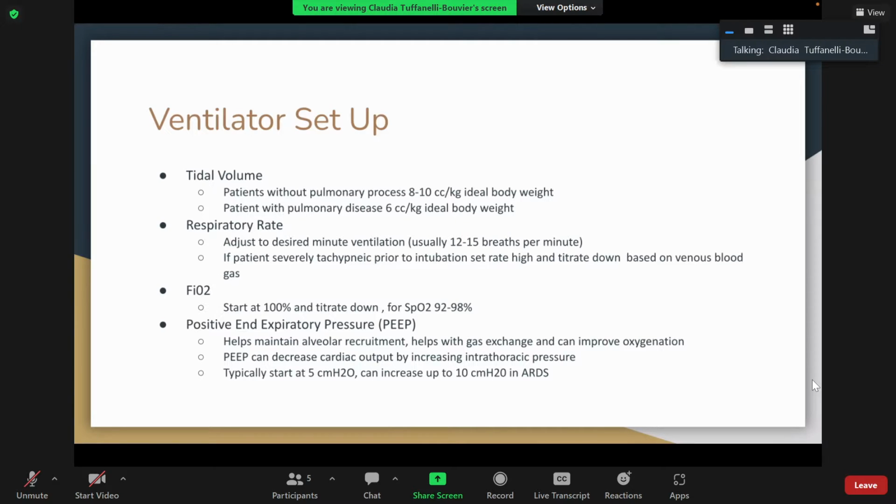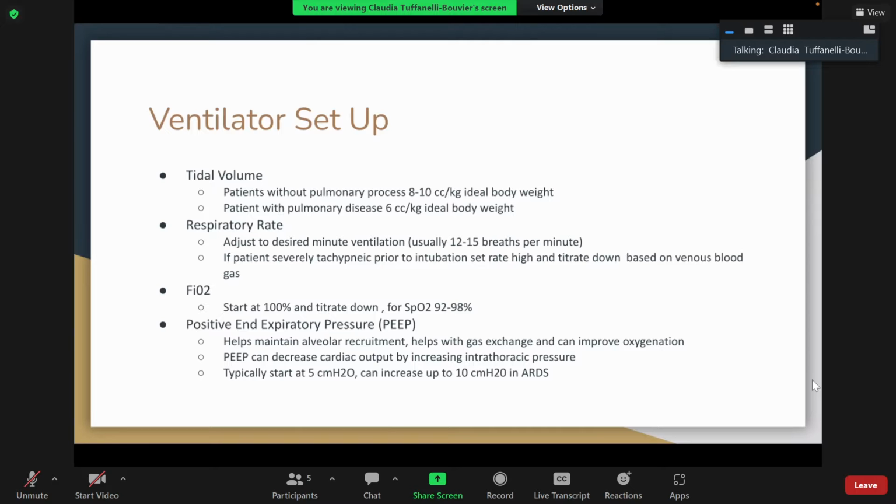or milliliters per kilogram of their ideal body weight. So remember, it's not their actual body weight, it's their ideal body weight, and that's based on their height. And there are easy ways to look that up and calculate it. In most ventilators, it'll just ask for the patient's height and automatically give you the ideal body weight.